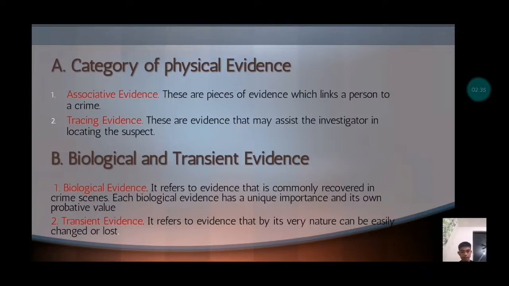Number two is transit evidence. Transit evidence refers to evidence that by its very nature can be easily changed or lost. For instance, transit evidence includes temperature, odor, blood in the rain, and some biological physical phenomenon. It indicates elements of physical evidence that might be expected to degrade or disappear within a particular time frame. It will lose its evidentiary value if not preserved and protected.